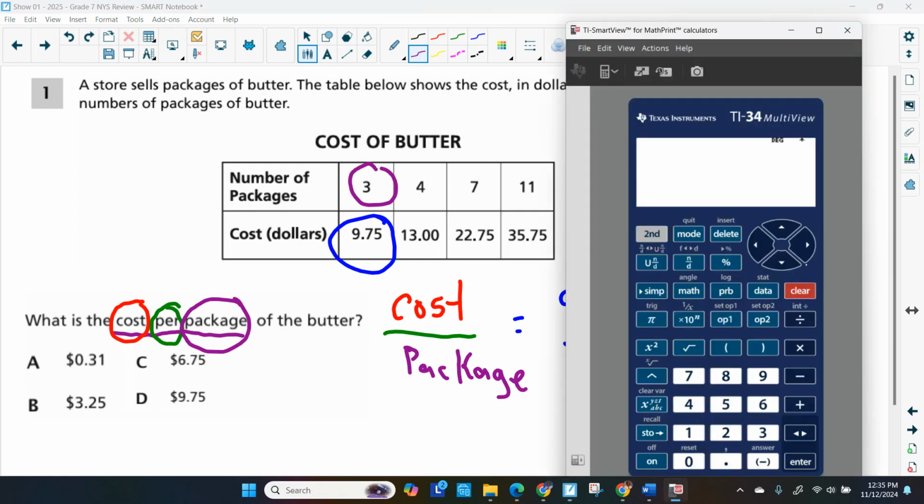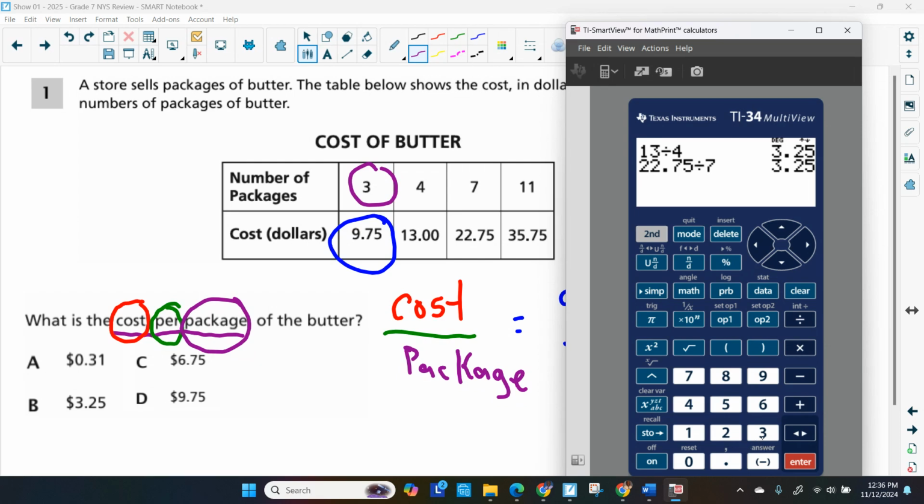So I'm sure that's the answer, B, but let me just get my calculator out and do the other ones because they look interesting. So I'm going to take the price, $13, and divide it by 4 packs of butter. And that comes out to $3.25. Well, how about the other one? $22.75. Divide that by 7. And hey, that comes out to also $3.25 for a pack of butter.